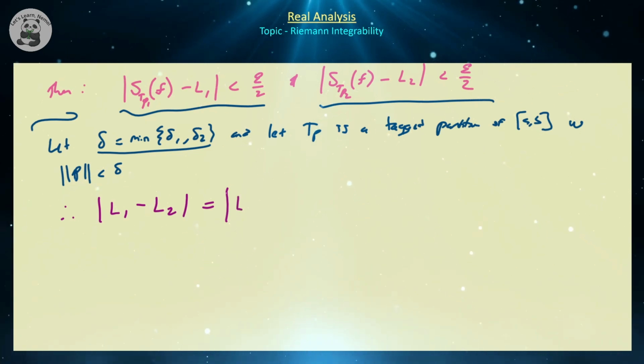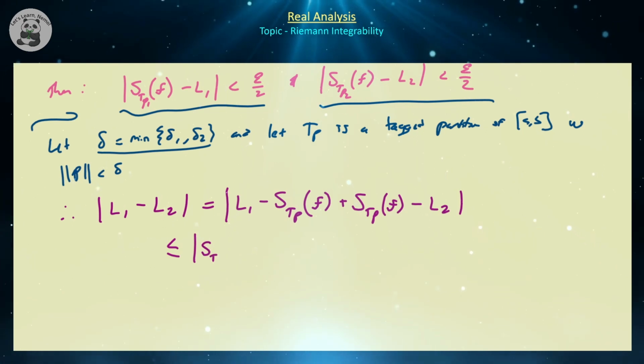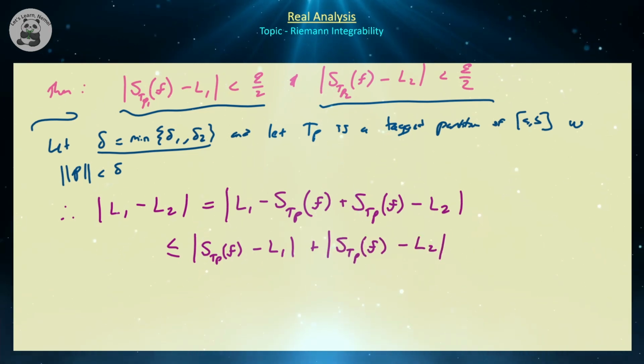So we know that this is going to be equal to L1 minus S of tag partition P of f plus S of tag partition P of f, and then minus L2. And then we can use our triangle inequality trick as usual, and we have that this is less than or equal to, let's write it as the absolute value of S of TP of f minus L1, plus the absolute value of S of TP of f minus L2.